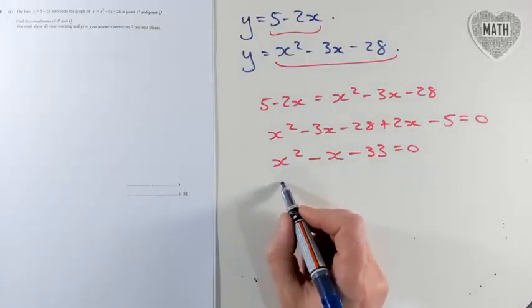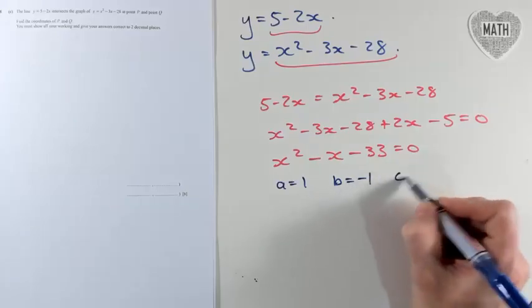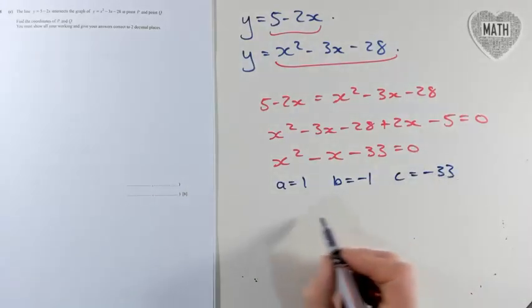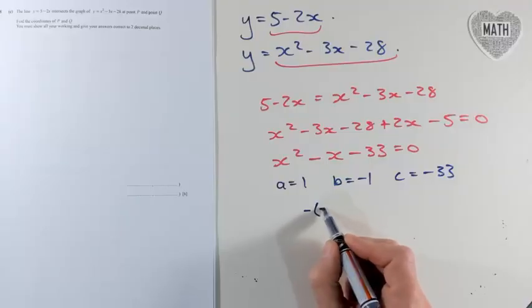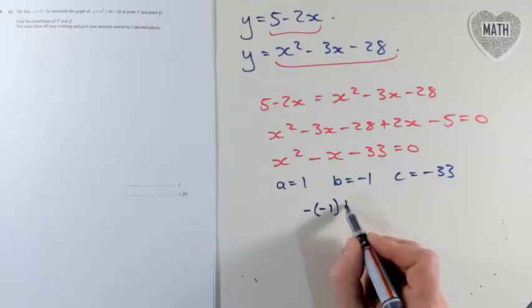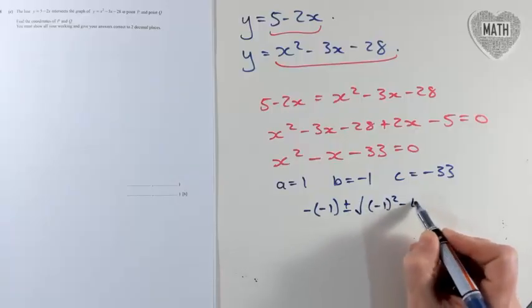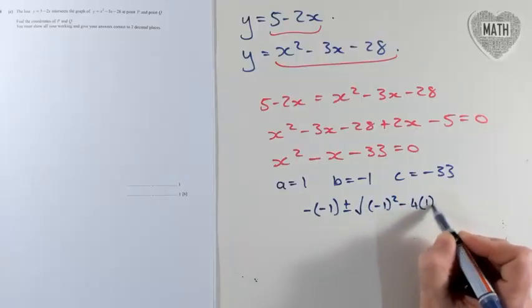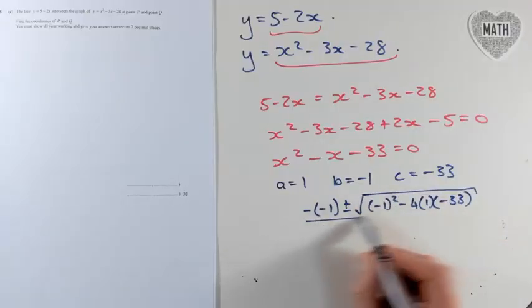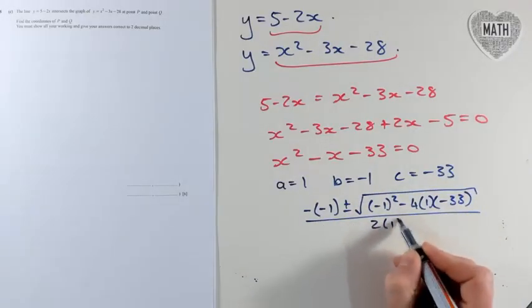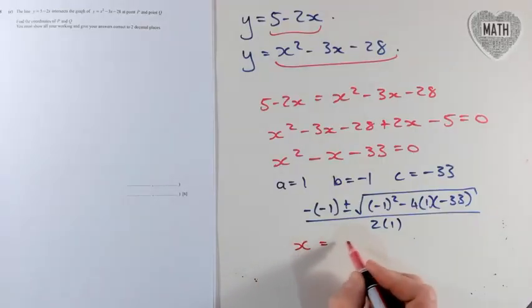So quadratic formula, so a is going to be 1, b is going to be -1, very important, and c is going to be -33. And if we sub that in, very important, negative b, and b is -1, so make sure you don't make that mistake. Plus or minus, that's fine. We have -1 squared, minus 4 times a and c, minus 33, that all square rooted. And then we've got 2 times 1. And if you type all of this in your calculator, you would get 2 answers for x.